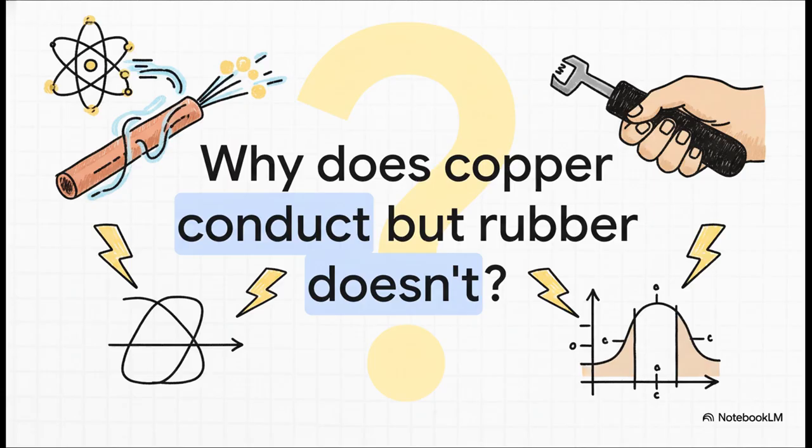We all know a copper wire is great for conducting electricity, and a rubber handle is great for protecting us from it. But why? What is actually going on at the atomic level that makes them so fundamentally different? That's the big question we're tackling today.